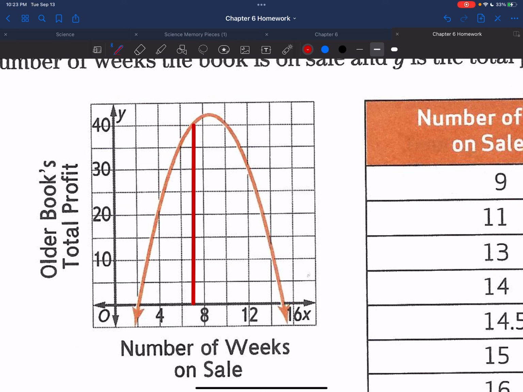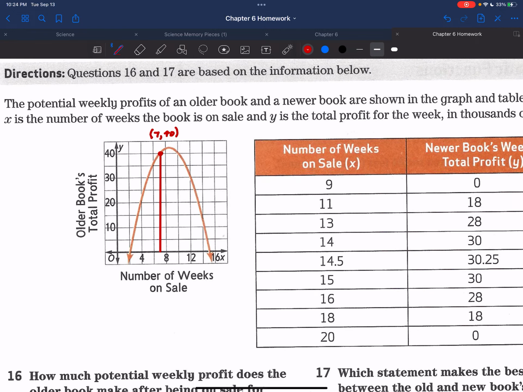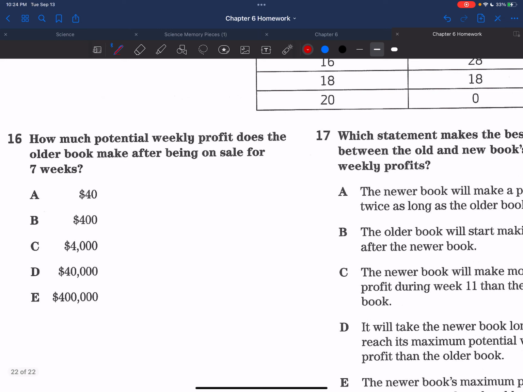Okay. So I like that point right there. At week 7, the profit is 40. And remember, that is 40,000. The dollars are in thousands. So I'm looking for $40,000. And that is option D.